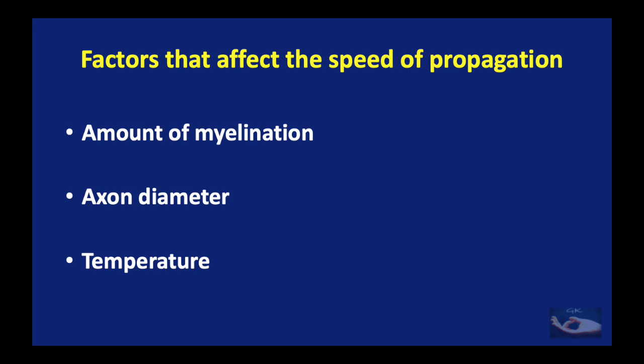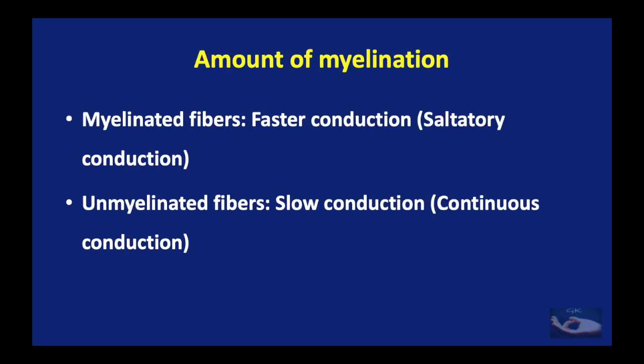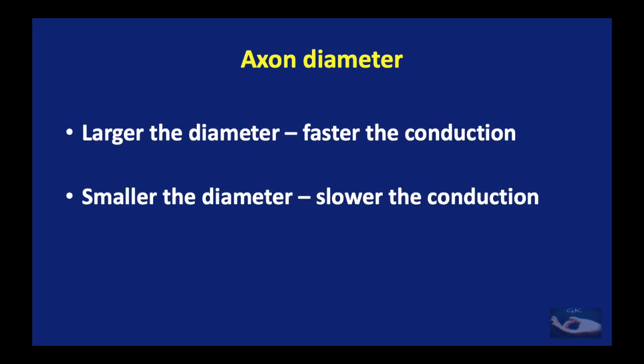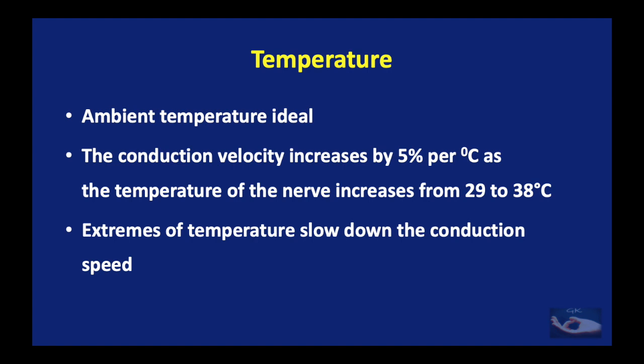The second factor is the axon diameter, and the third factor is the temperature. As we have seen, the myelinated fibers have faster conduction, whereas the unmyelinated fibers have slow conduction. As far as the axon diameter is concerned, the larger the diameter, the faster will be the conduction, and the smaller the diameter, the slower the conduction. Ambient temperature is ideal for a good nerve conduction velocity. The conduction velocity increases by 5% per degree Celsius as the temperature of the nerve increases from 29 to 38 degrees Celsius. Extremes of temperature slow down the conduction speed.